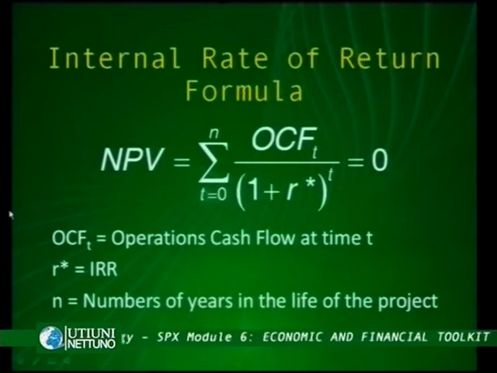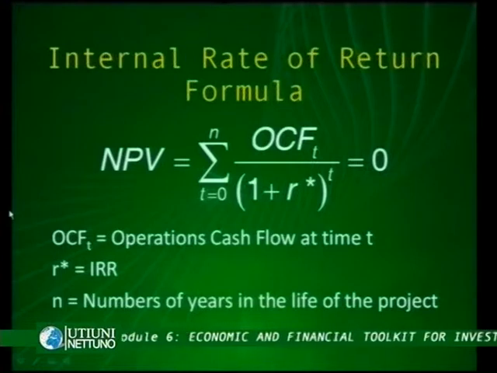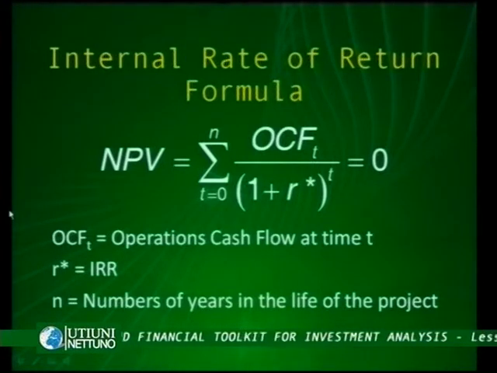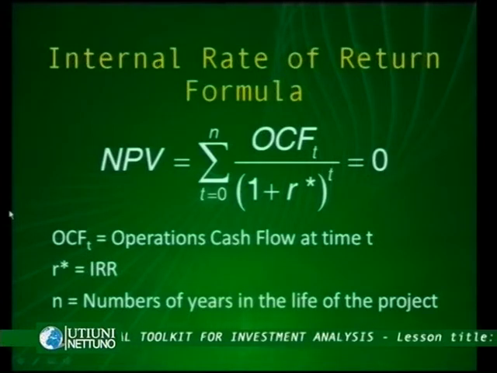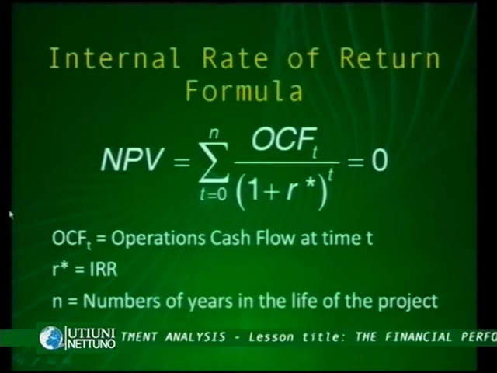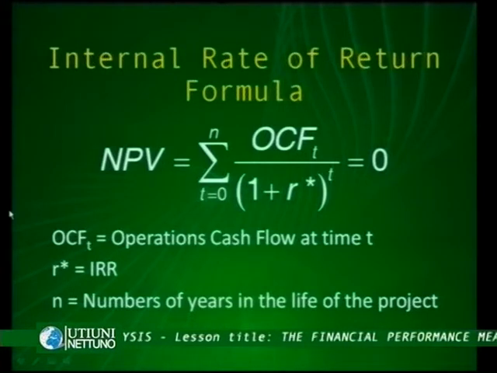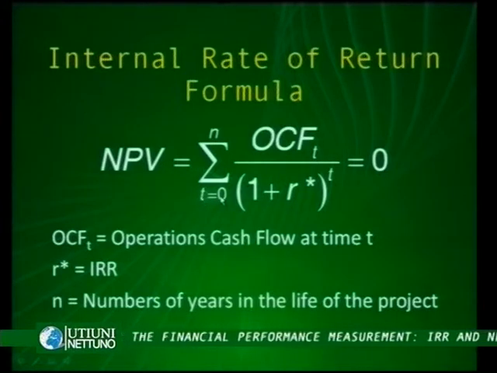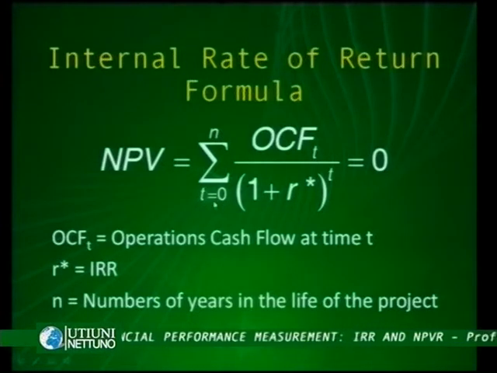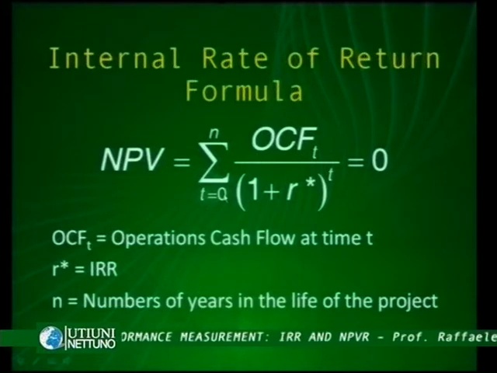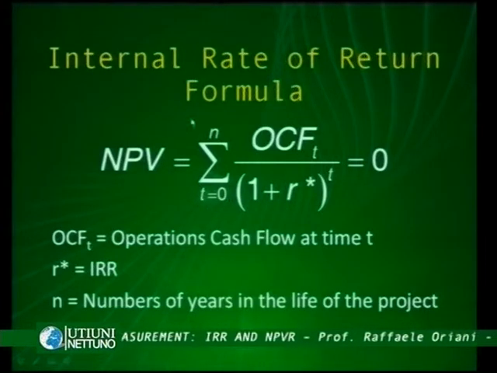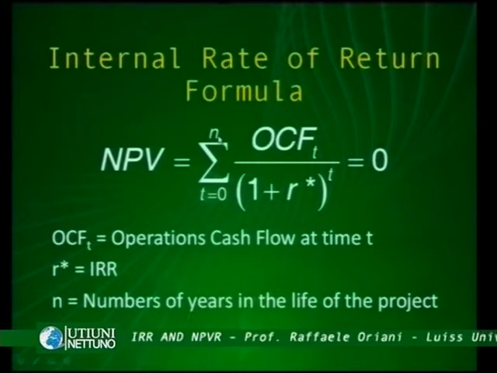So this is the formula of the internal rate of return, consistent with the definition that we have just provided. The formula that you observe here is again the formula of the NPV. So this is not different from the formula of the NPV that we have seen in the previous class. Again, we have the summation for t going from 0 to n, where t is the timing of each cash flow, 0 is the moment of the initial investment, and n is the last year of the life of a project.